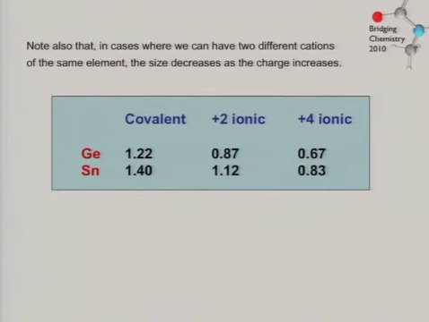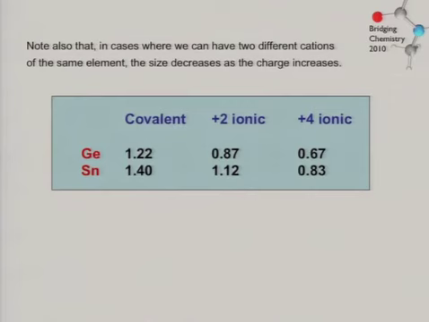And so for example, if we look at germanium and tin, here would be the atomic size in a covalent bond. And then if we look at the 2 plus ion, for germanium we have 0.87. You move out to the 4 plus ion, and it gets smaller to 0.67 picometers. And the same sort of idea for tin. As we increase the charge, the size of the ion gets smaller.